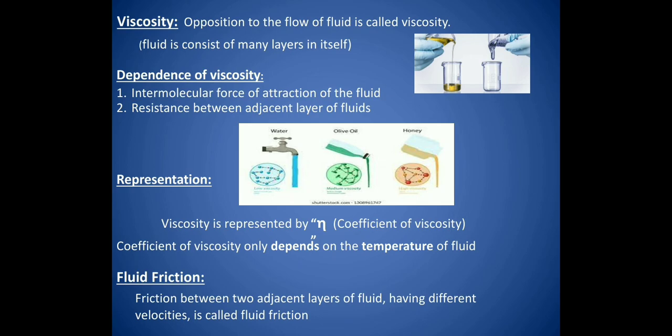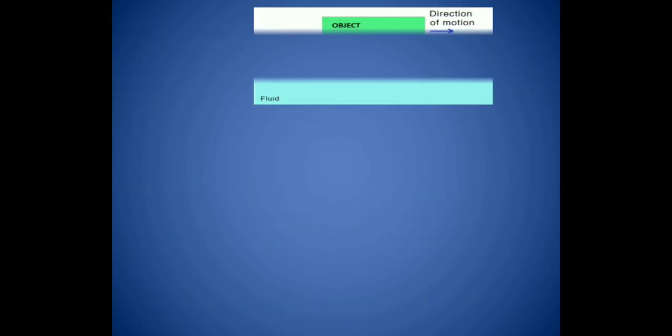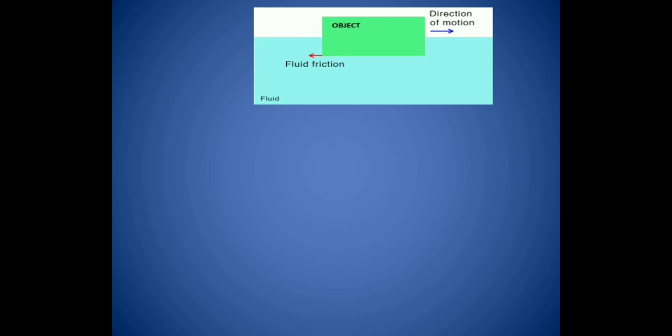It is clear from the definition that it is the friction between two adjacent layers that have two different velocities, right? So we can say that the diagram here shows fluid friction. Fluid friction opposes the direction of motion, right? Here comes another terminology which is nearly equal to fluid friction, but not exactly, right? So we have to proceed.